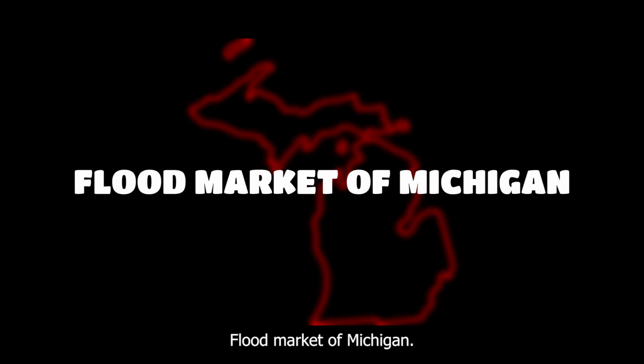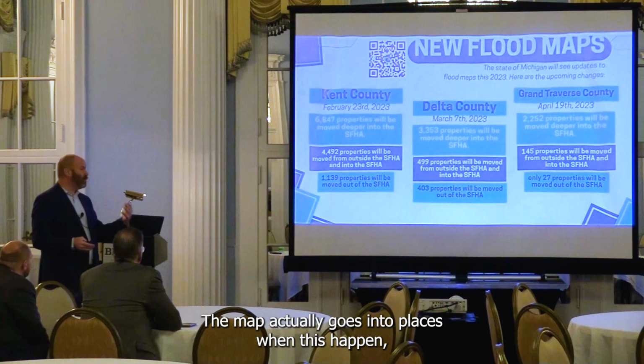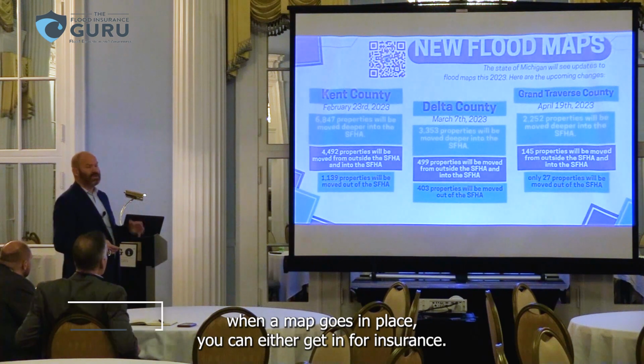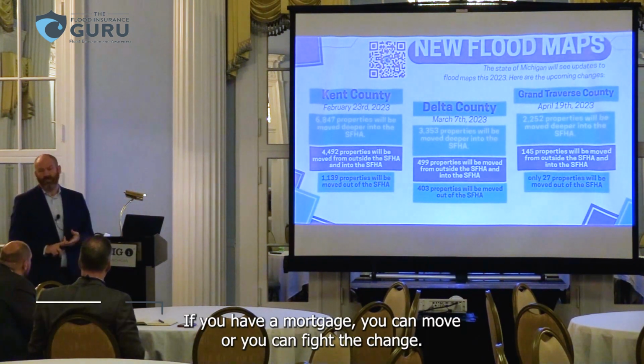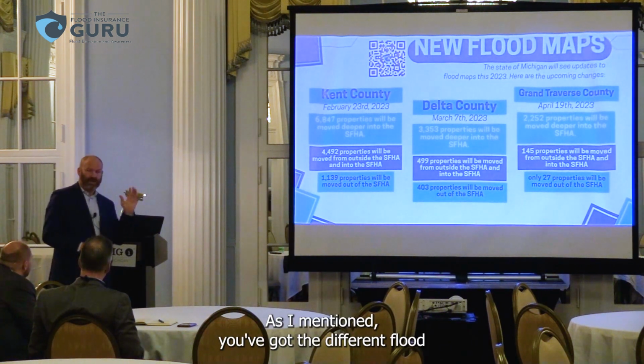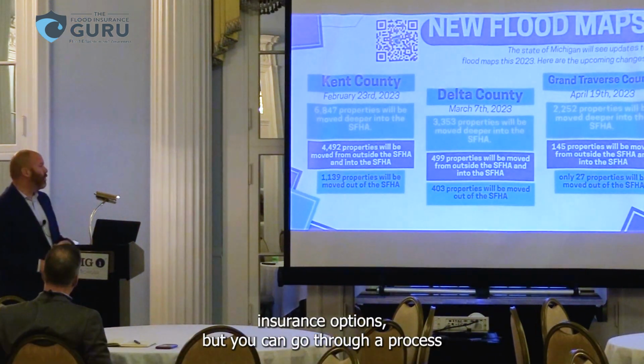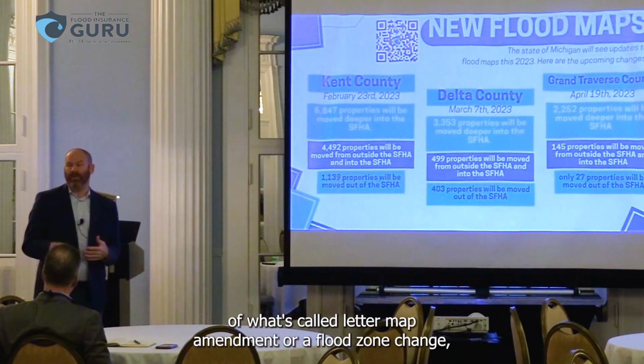Flood market of Michigan. When the map actually goes into place is when this happens. And when a map goes into place, you can either get flood insurance if you have a mortgage, or you can fight the change. As I mentioned, you've got the different flood insurance options, but you can go through a process called a letter of map amendment or a flood zone change.